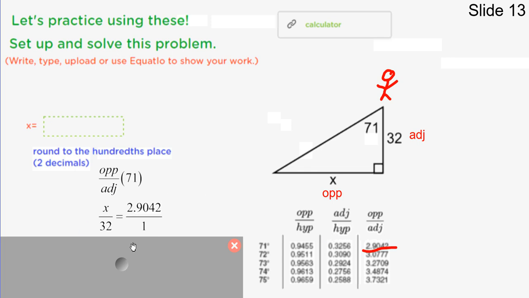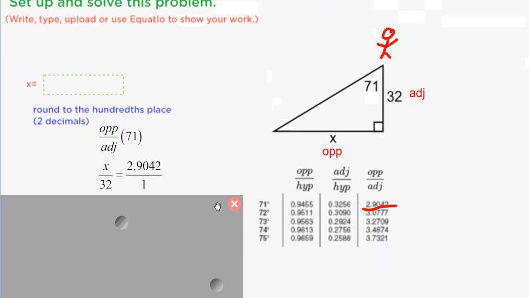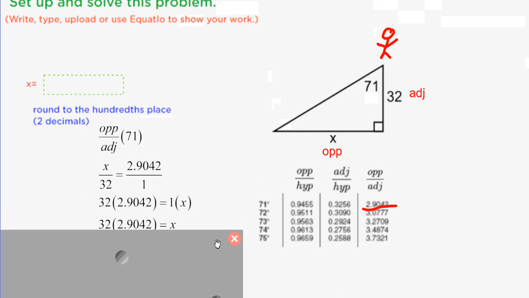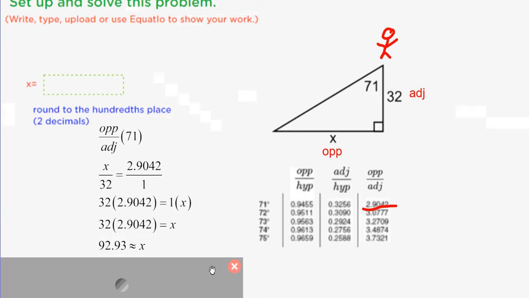Again, you can use your means extremes to help you solve it. In this case, x is also being divided by 32, so you can multiply each side by 32 to help you get your answer. And for rounding to the nearest hundredth, 2 decimal places, we're talking about 92.93 units in length.